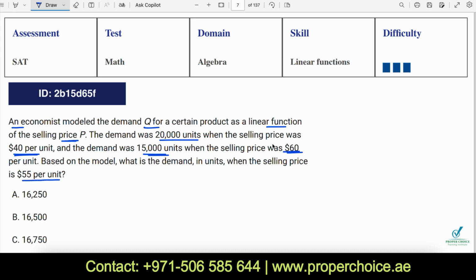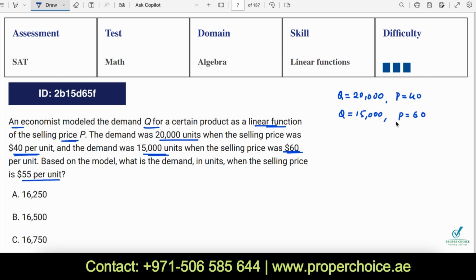So we have to create a linear function for the given data. Based on that, predict what the demand would be when the unit price is going to be $55. As I can see here, when Q is 20,000, the value of P at that time is $40. When the demand is 20,000, $40 was the price. When the demand is 15,000, the P value will be $60.